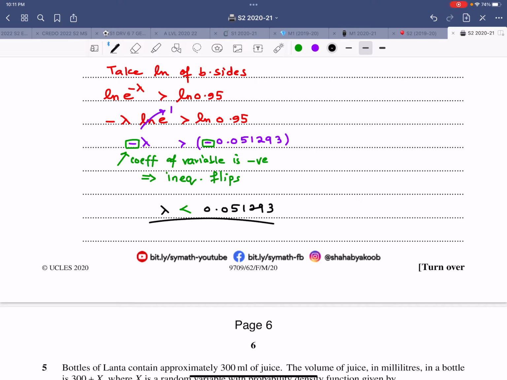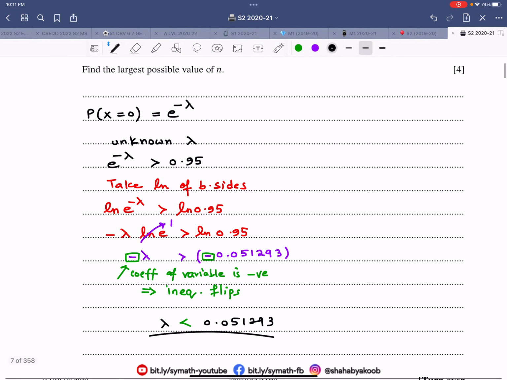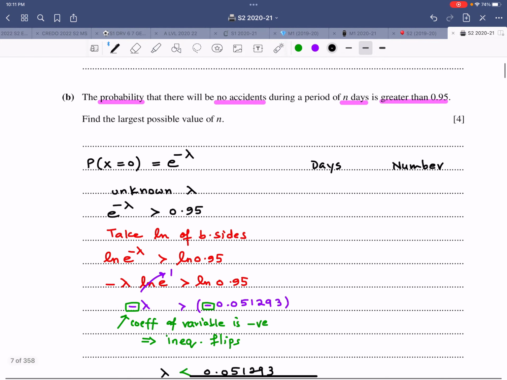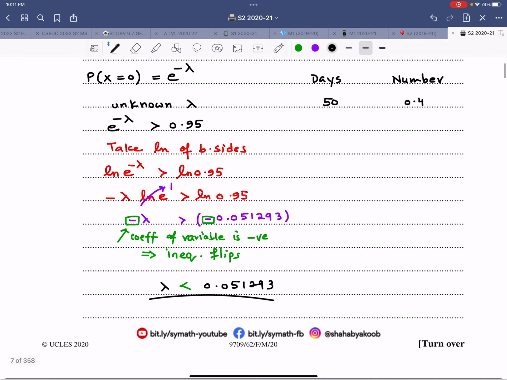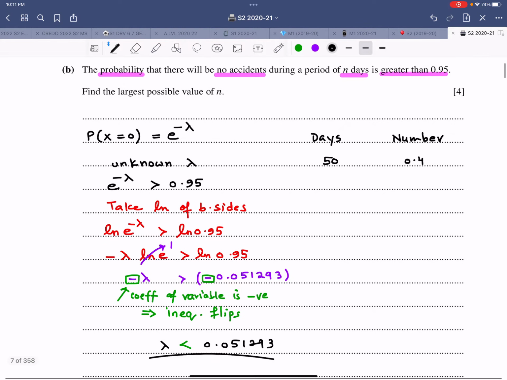Now, your calculation would be based upon this. So lambda, this is the greatest value, correct? So now again apply the concept of days and the number of accidents. What is the ratio? 50 is to 0.4. This time you got the value of lambda, 0.051293, and you want to calculate the number of days, which is n. That's the symbol that they have used.